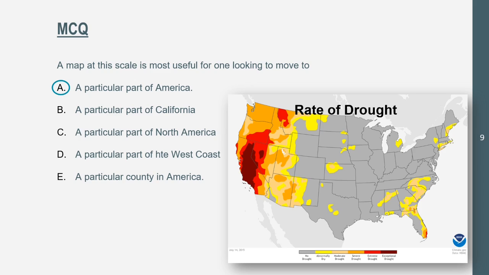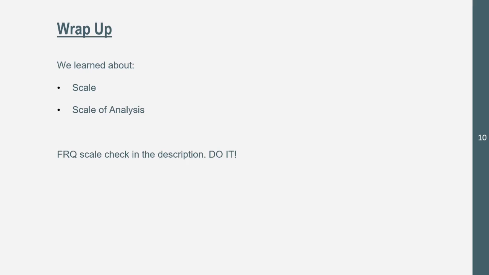This might actually be a regional scale of analysis because we're not seeing all of America. We're looking at 48 states. So think about these small parts. We're looking at a regional scale and a national scale. And that's a wrap up.